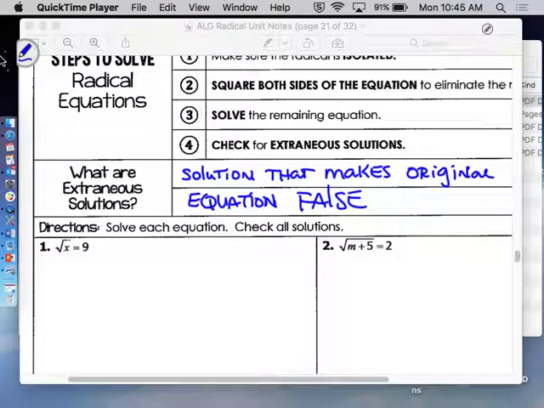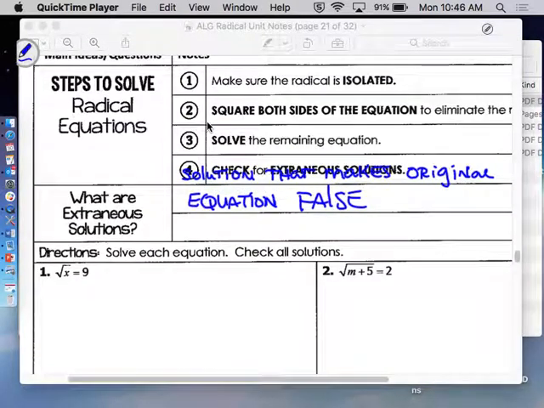through solving simple radical equations. And it is really a three-step process with an extra step at the end. So the first thing you would like to do is make sure that the radical has been isolated. Then you square both sides of the equation, and that eliminates the radical. It's the inverse of the square root by squaring.